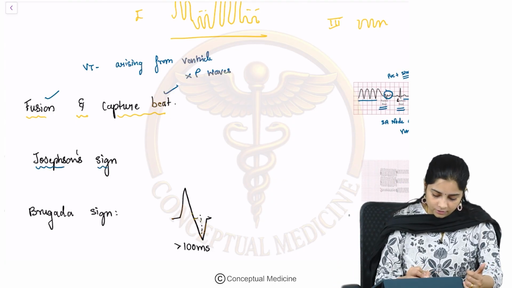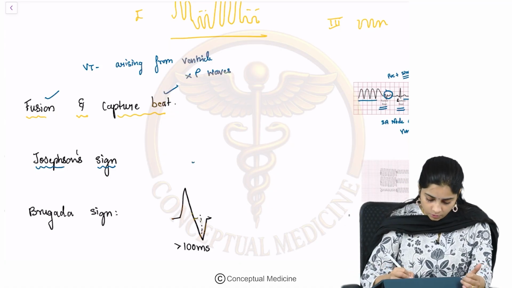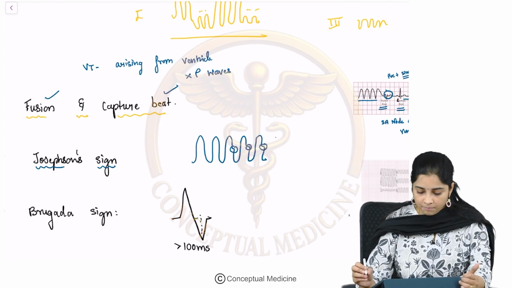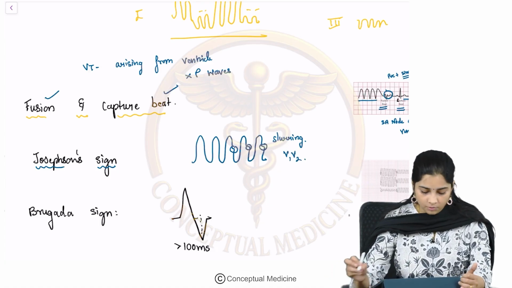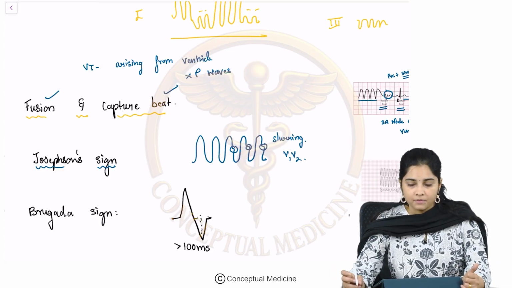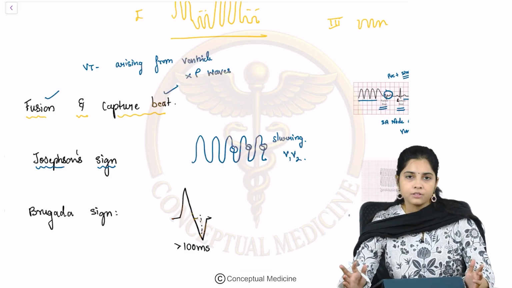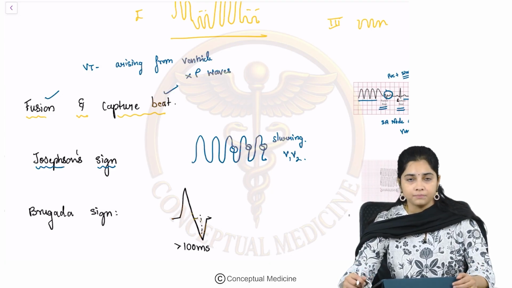Then the next thing that you have to know is the presence of what we call the Josephson's sign. So what is this Josephson's sign? Sometimes in a ventricular tachycardia, you can have slurring in the descending part of the QRS complex. This is more appreciable in the leads V1 and V2, and this is what we call the Josephson's sign.